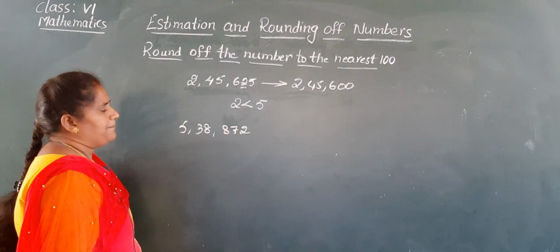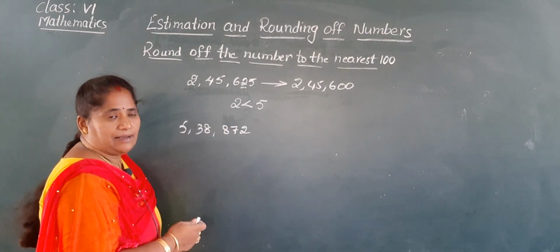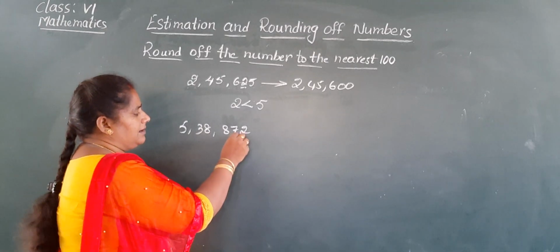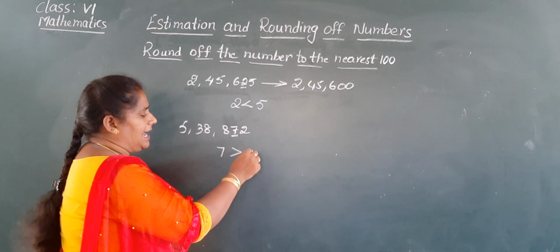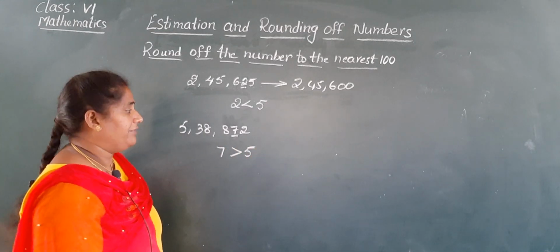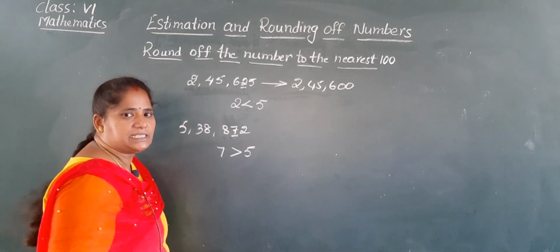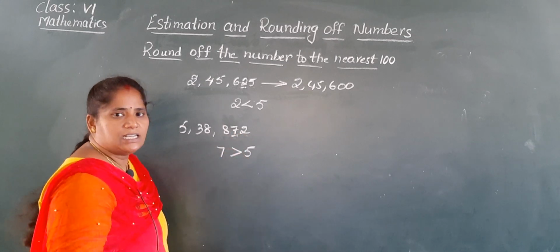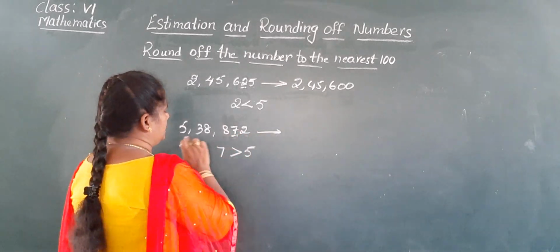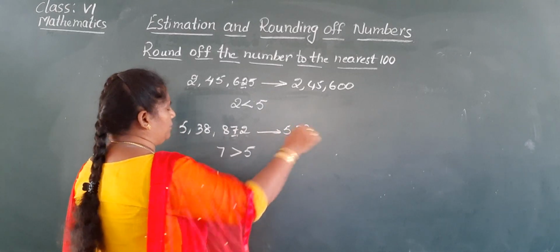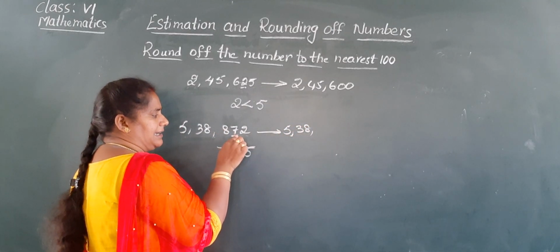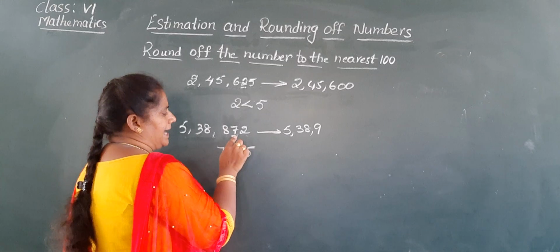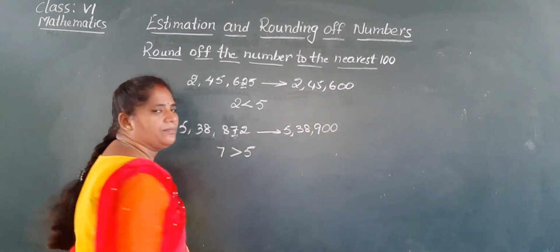Yes, observe this. To round off this number to the nearest 100, see the digit in the tens place. Yes, 7. It is greater than 5. In this case, what will we do? Increase the hundreds place by 1 and keep zeros in the tens and units places. So the remaining 5,38,000 up to here is the same. But here it is greater than 5, so increase the hundreds place by 1. 8 plus 1, 9. And the tens and ones places become 0.